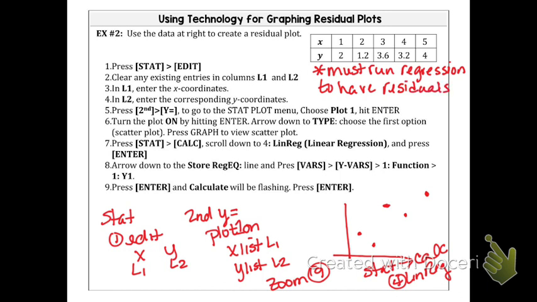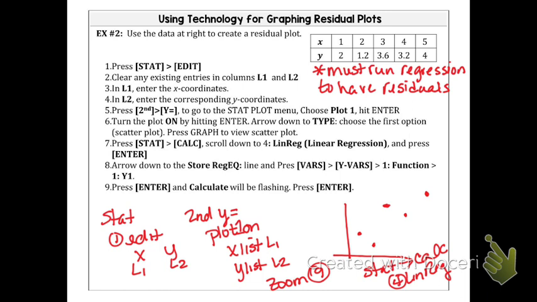Okay, now if I want to look at the residuals here, it tells us we go to stat edit. We could put our x's and our y's in, which we already did. At this point, we went ahead and ran regression and looked at it to see did it look linear, quadratic, cubic, or exponential, whatever. And then we chose linear regression and we ran it.